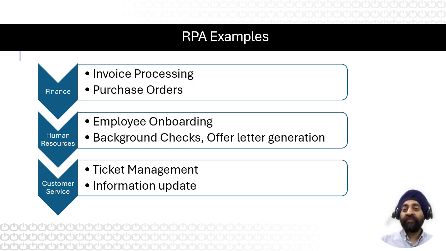Additionally, RPA can be integrated with customer relationship management systems. So it could be the CRM systems or ticketing tools. Agent means whoever is working on those CRM tools or ticketing tools. It can be integrated and it can provide agents with relevant customer information, helping them resolve issues more efficiently and effectively.